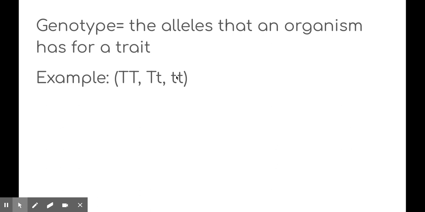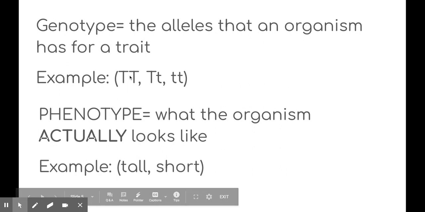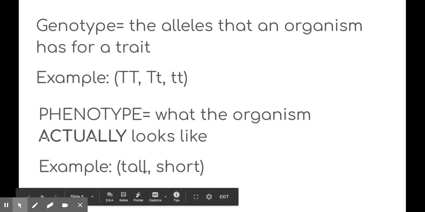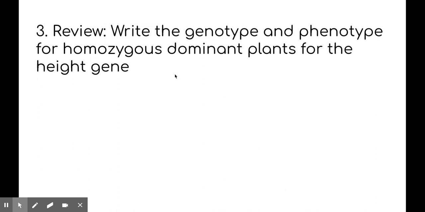Now, there's a new vocab word we're going to learn today, and that is phenotype. So genotype is what the alleles are that we have in our body, so each of these three options. The phenotype is what an organism actually looks like, so what you actually see. So if the genotype is homozygous dominant, heterozygous, or homozygous recessive, like we learned last class, the phenotype would be tall. For this one, it would be tall, and for this one, it would be short.